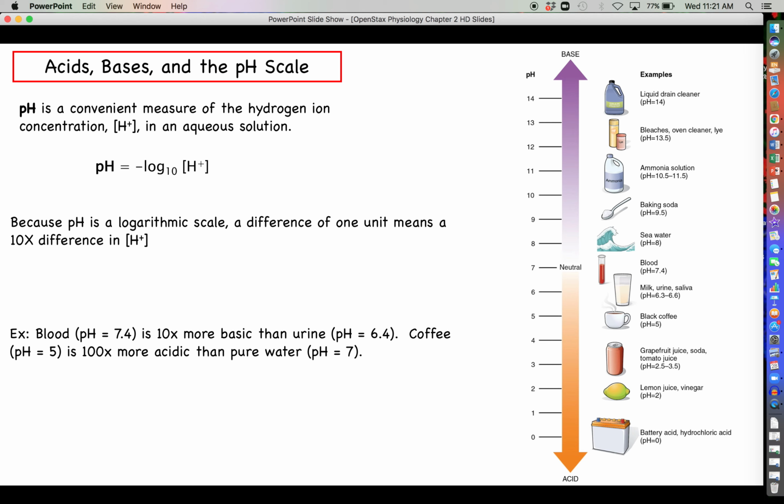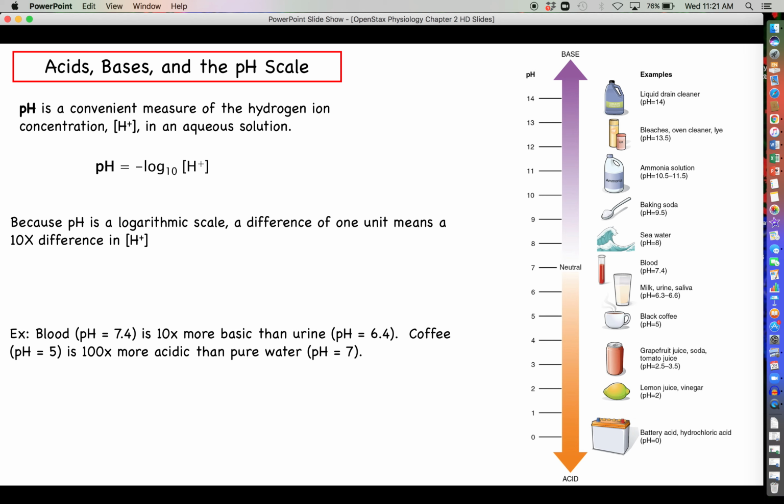That means that blood is 10 times more basic than urine is. Or if you wanted to say it the other way, you could say that urine is 10 times more acidic than blood. So urine, therefore, would have 10 times the concentration of hydrogen ions, and blood would have 10 times the concentration of hydroxide ions.